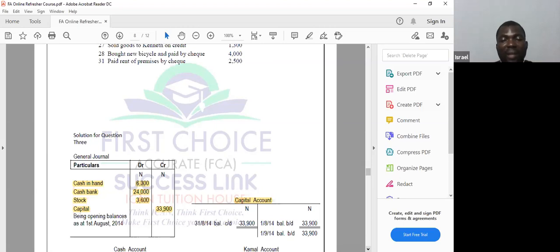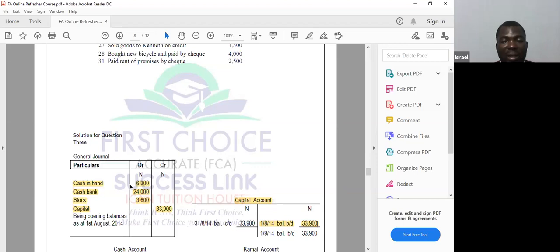Now, capital here is an equity item, and it means that it's an opening balance. So the opening balance will be found on the credit side. So we post it here. We have the opening balance of 33,900. That is our opening balance. Then after that, we move on to the next one.